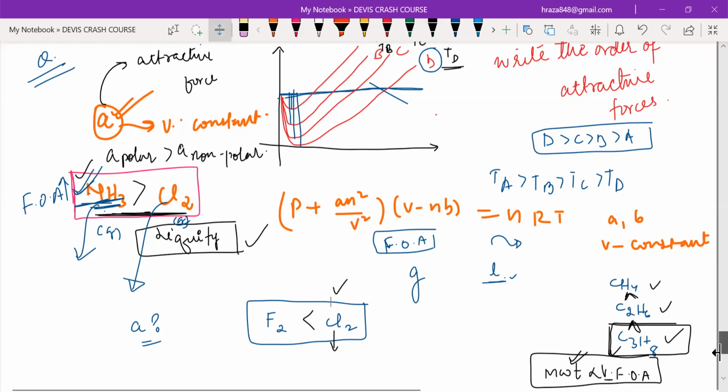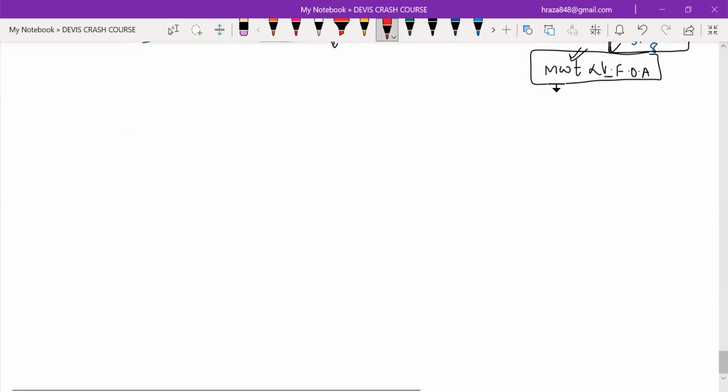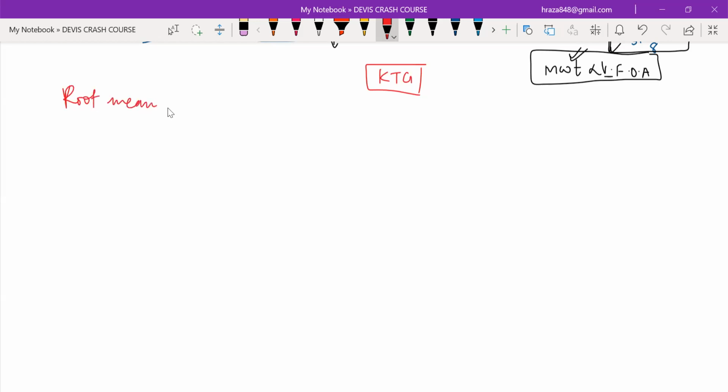Speed. Speed is of three types, right? That is basically in this chapter. There is another chapter or topic, that is KTG, kinetic theory of gases, in which we study root mean square speed. Then comes your most probable speed. Then comes your average or mean speed.